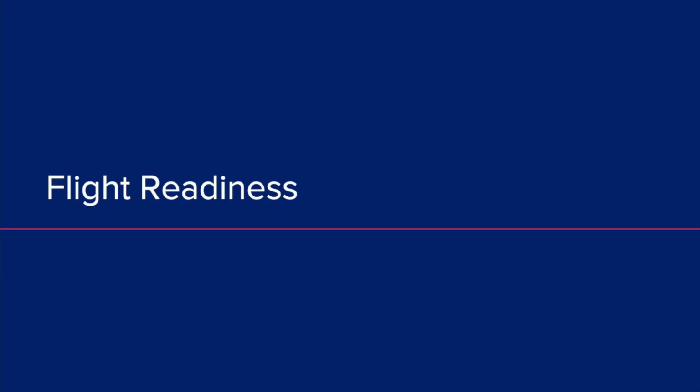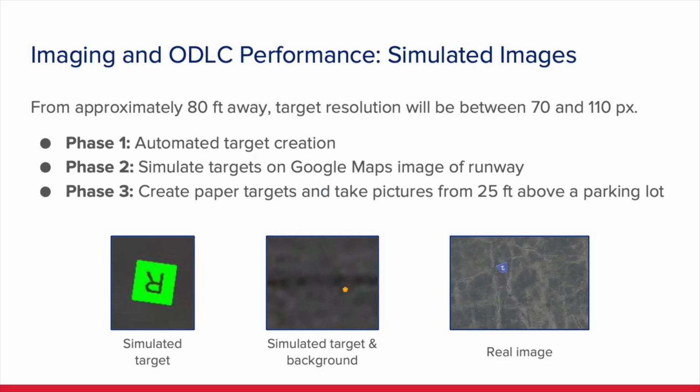Now we talk about the flight readiness portion. For the imaging and ODLC performance, we created a script to automate digital target creation to be able to create thousands of images against our ODLC subsystem and ensure accuracy with simulations. Next, the randomly generated targets were placed on a Google Maps image of the competition runway, and the team was able to fine-tune the algorithm to detect targets. Finally, we tested against real images taken using a GoPro.